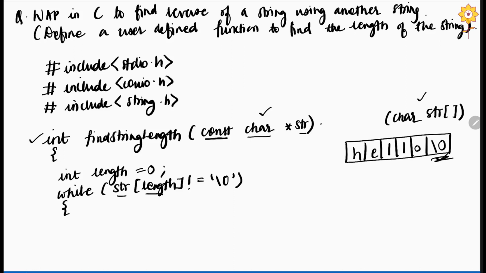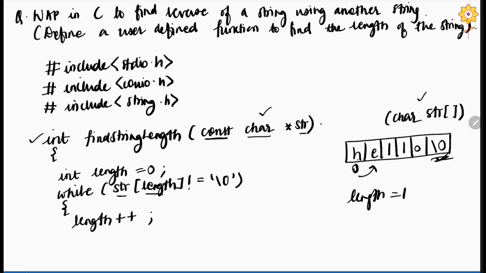If this condition is true, it has to increment the length by 1. So, what will happen? It will start counting from your 0th position, index 0. Here it will count, and then the length will become 1 from 0.